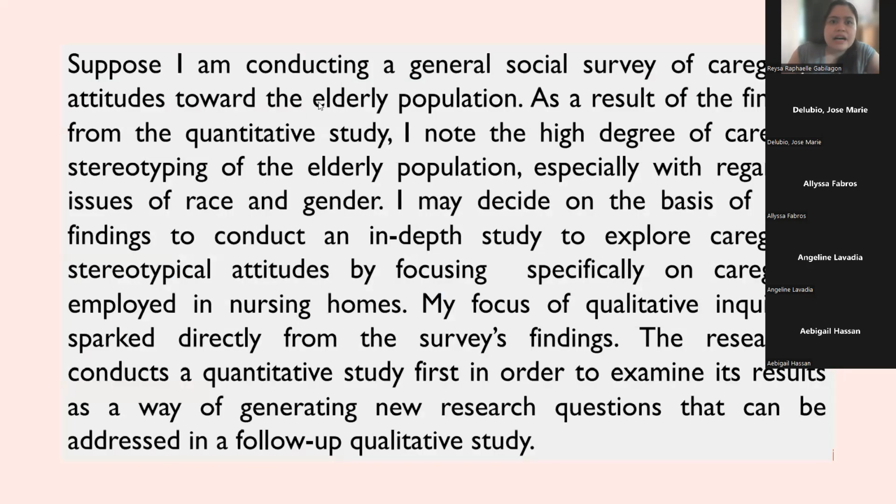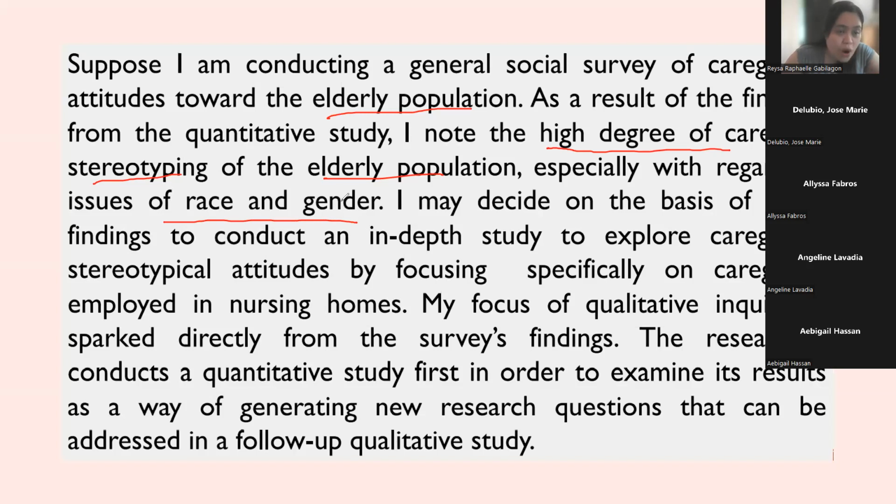Example here, I am going to conduct a study sa mga caregivers' attitude towards the elderly population. So like magde-design ako ng sarili kong questionnaire, tapos ibibigay ko siya sa mga caregivers, tapos ipapasagot ko sa kanila kung ano yung attitude nila towards the elderly population. Tapos, pagka-collect ko ng aking data sa questionnaire, nakita ko there is high degree of caregiver stereotyping sa mga elderly population, especially doon sa issues about race and gender.